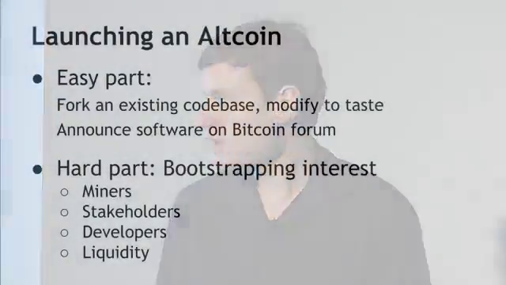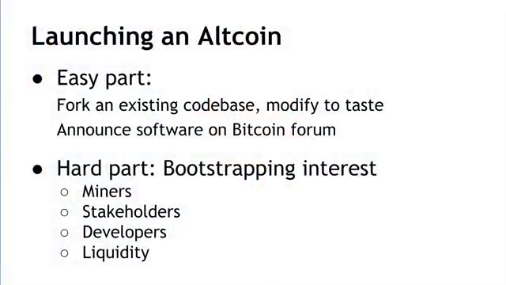And the easy part is to add in a bunch of technical features or modified parameters you think will work out well. To get people to join your network, you need to make this reference client available to them so they can download it. Typically, this involves announcing the source code to your reference client on the popular Bitcoin Talk forum. And that's the easy part. The hard part is actually bootstrapping your altcoin.